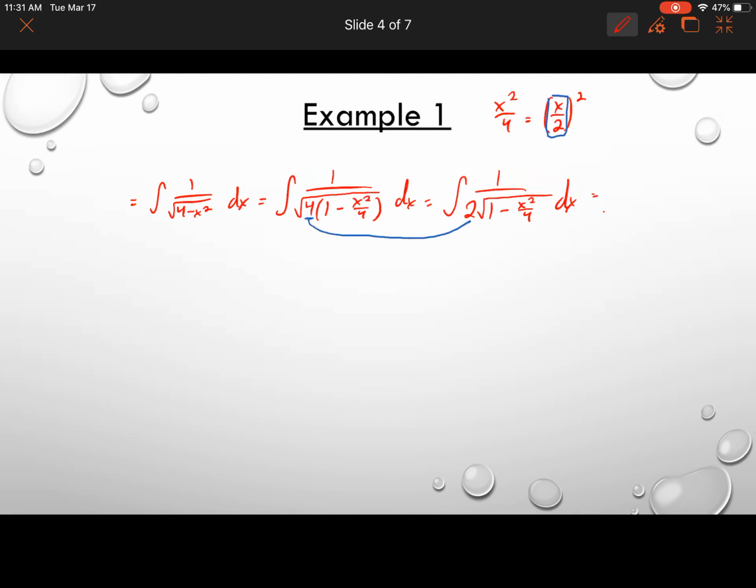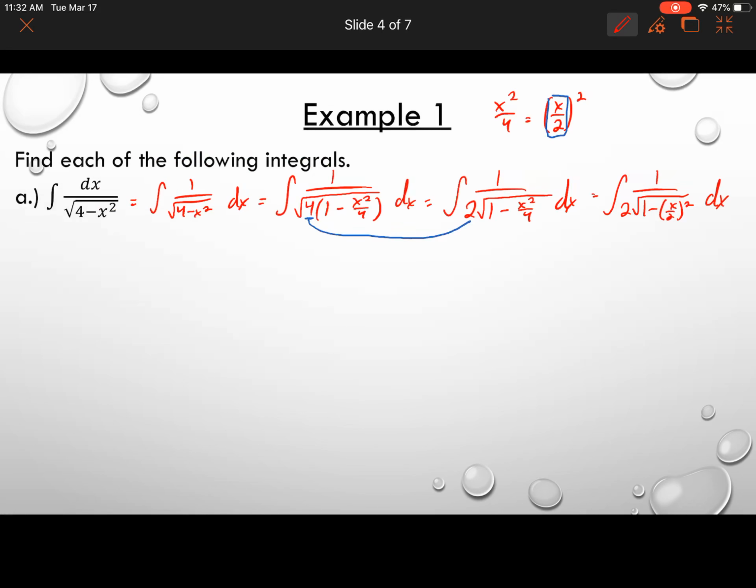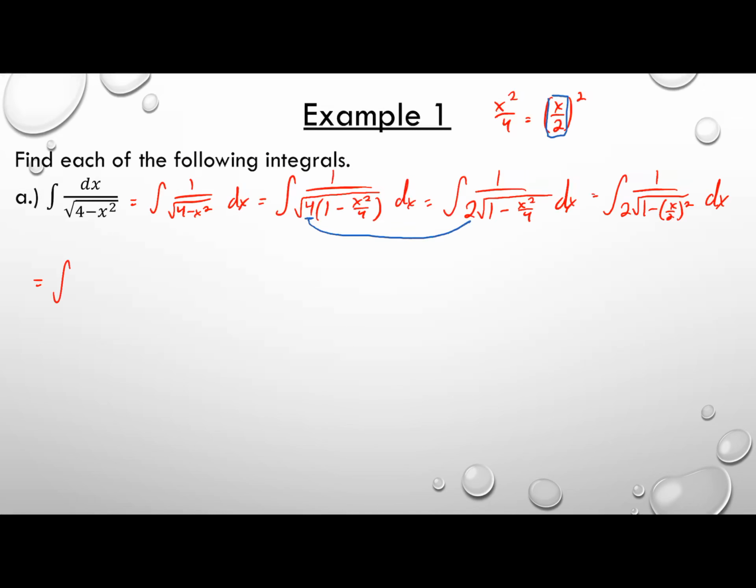So we're going to do now the integral of 1 over 2 the square root of 1 minus the quantity x over 2 squared. So we have a 1 over 2. I'm going to rewrite the 1 over 2 to the front of the equation. So we have the integral of 1/2 times 1 over the square root of 1 minus x over 2 squared dx. So I just moved the 1/2 to the front.